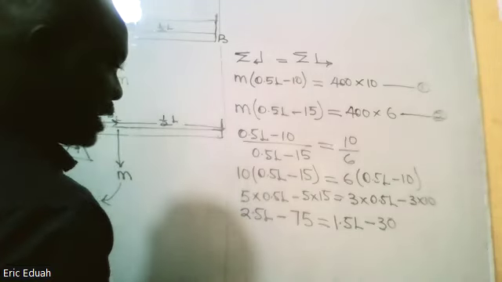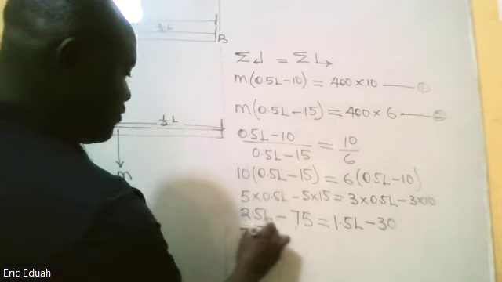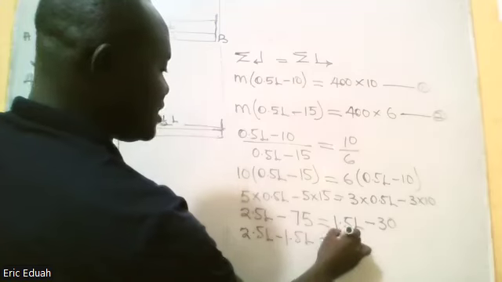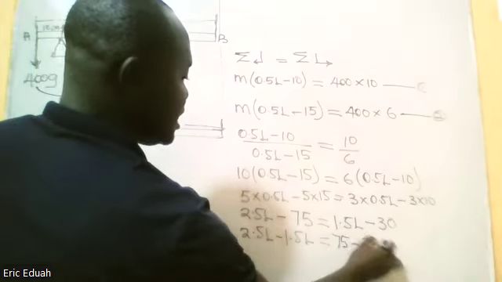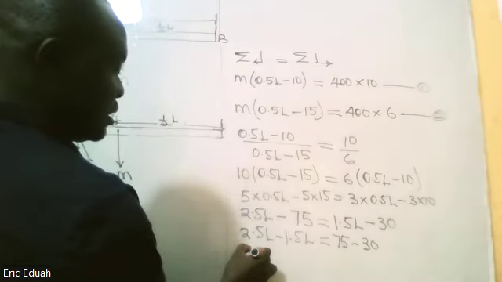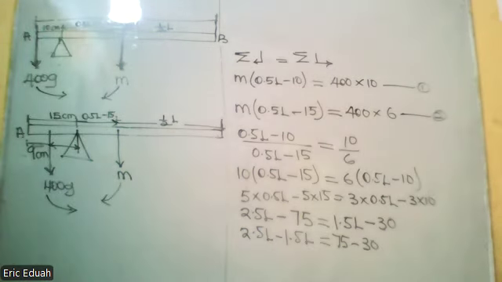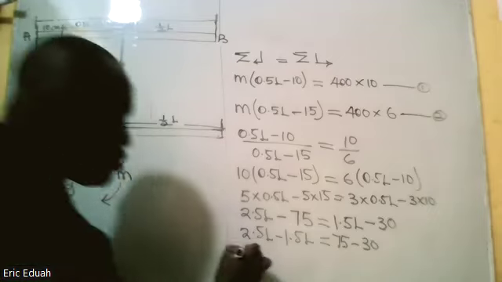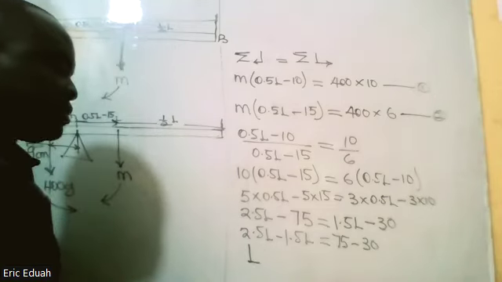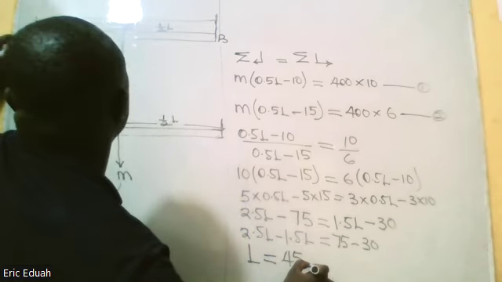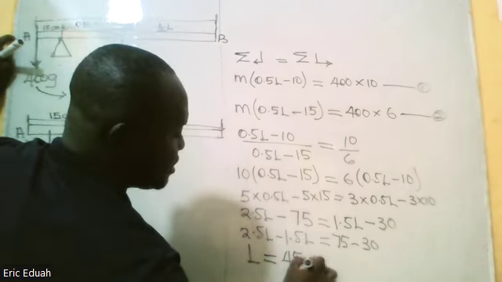So that when you group like terms, you have 2.5 L minus 1.5 L being equal to 75 minus 30. This is giving us L times 2.5 minus 1.5. So L is equal to 45 centimeters.